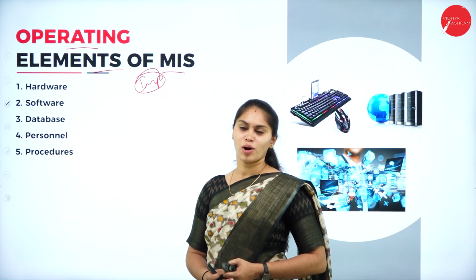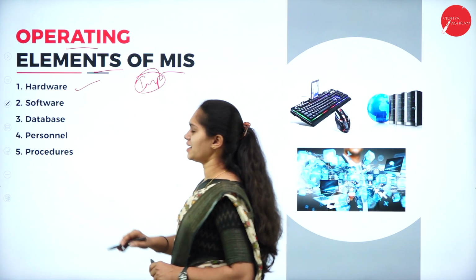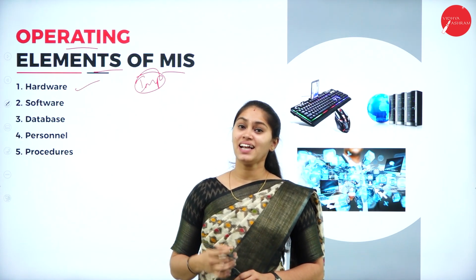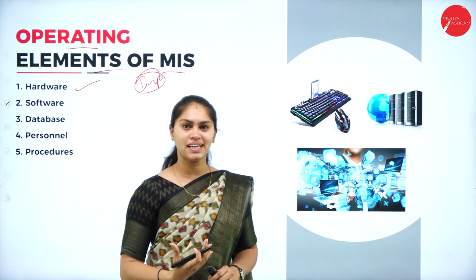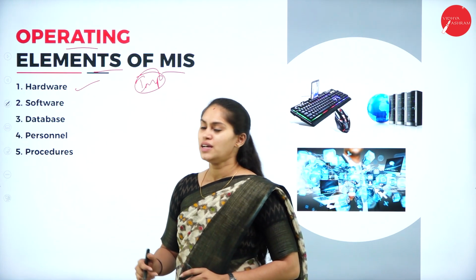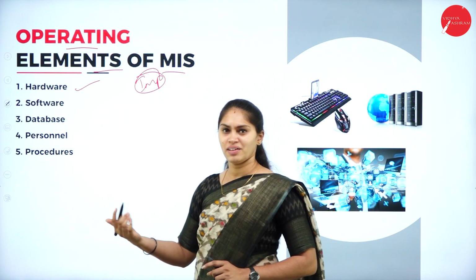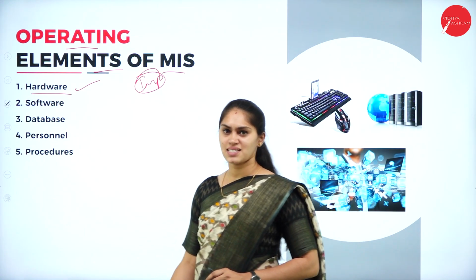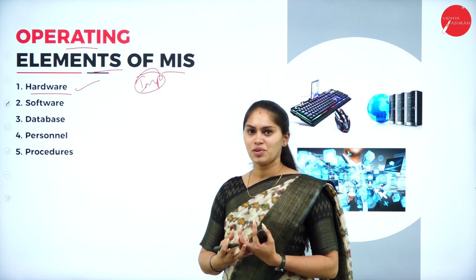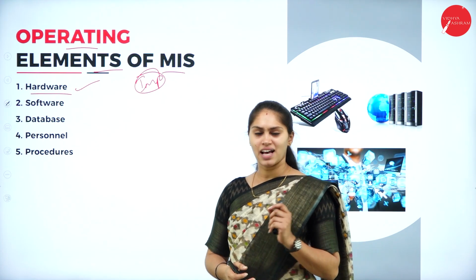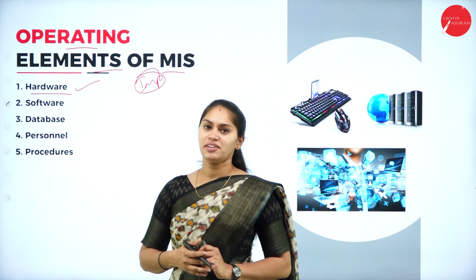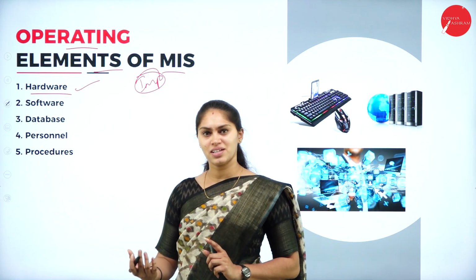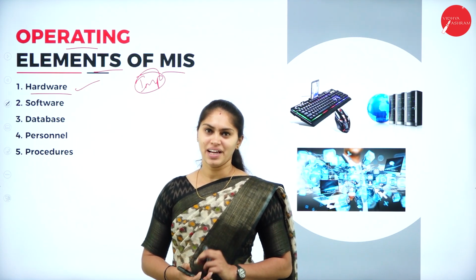What is the first operating element? That is hardware. As we all know, it is a physical component. It can be seen and touched. The CPU and all the input and output devices come under the category of hardware devices. This MIS is dealing with a computer system. If it is a computer system, it has to have a CPU along with peripheral devices, that means input and output devices, along with some storage devices.